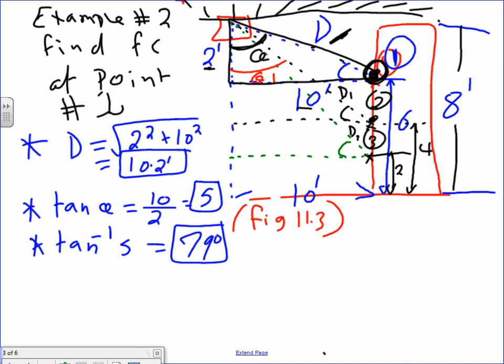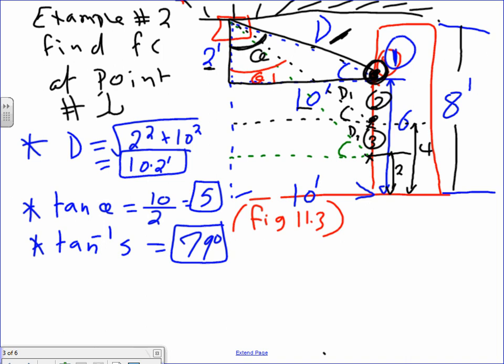Tan is opposite over the adjacent. Sine is opposite over the hypotenuse. Cosine is adjacent over the hypotenuse. Remember these relationships? All what you need is a tan. Opposite over adjacent. So I found the tan. 10 over 2 equals 5. Tan inverse 5 equals 79. Now I know what the angle is.